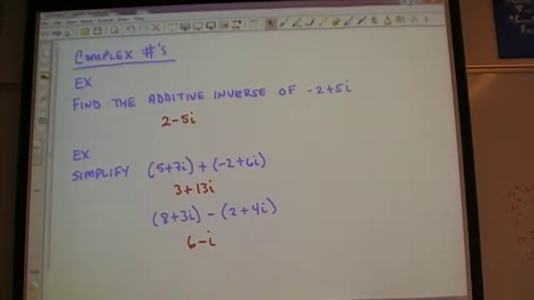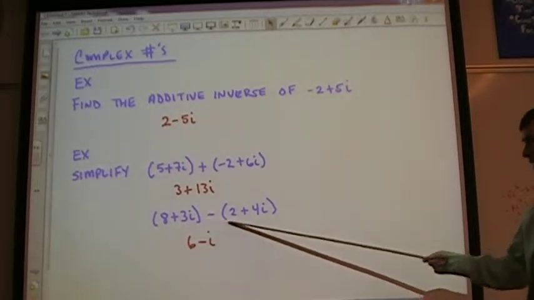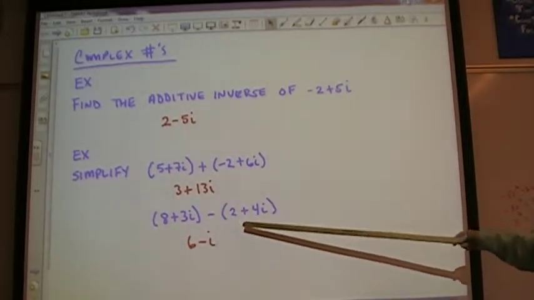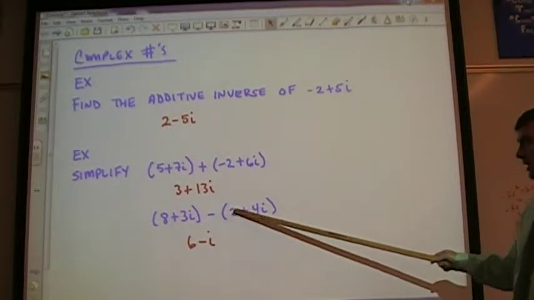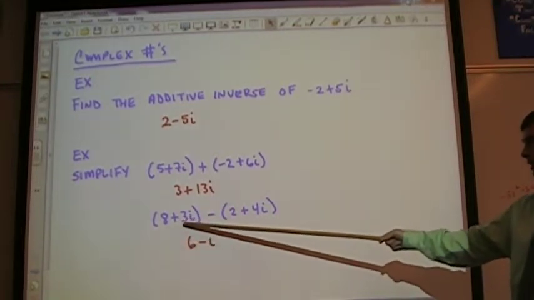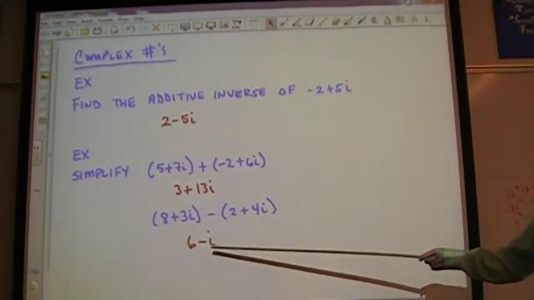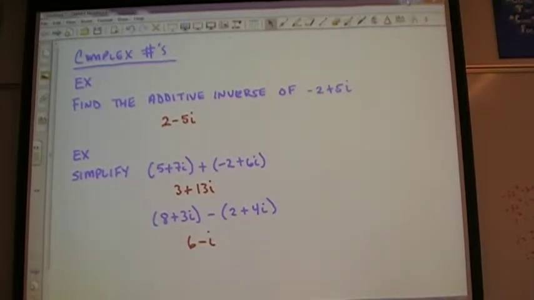Next one. This is where you've got to be careful. When you're subtracting, make sure you distribute the negative. So this becomes 8 minus 2, which is 6, and 3i minus 4i is -1i. Again, make sure your answer is in standard form. So 6 minus i is it. And those are two separate problems.